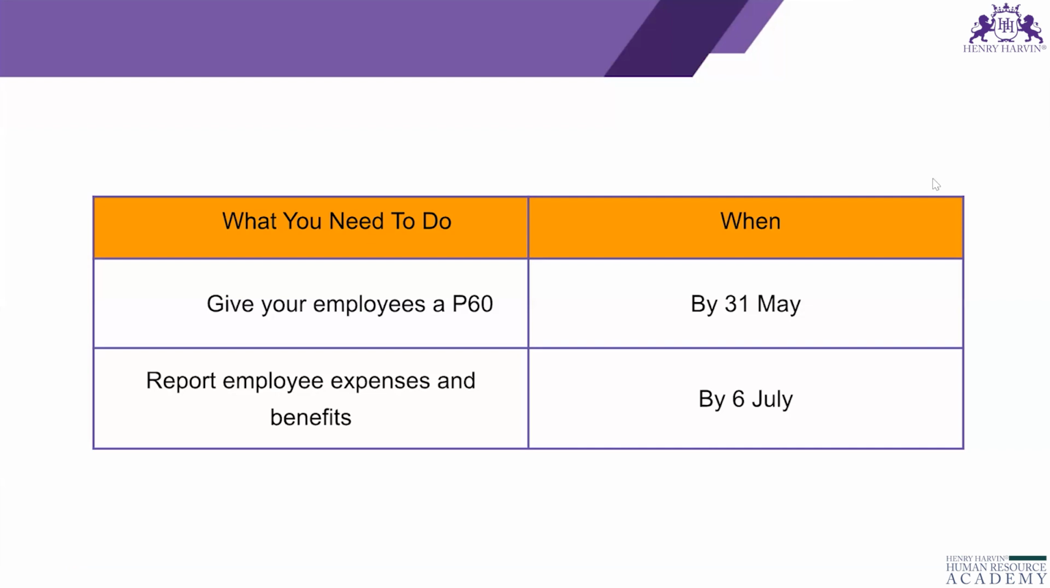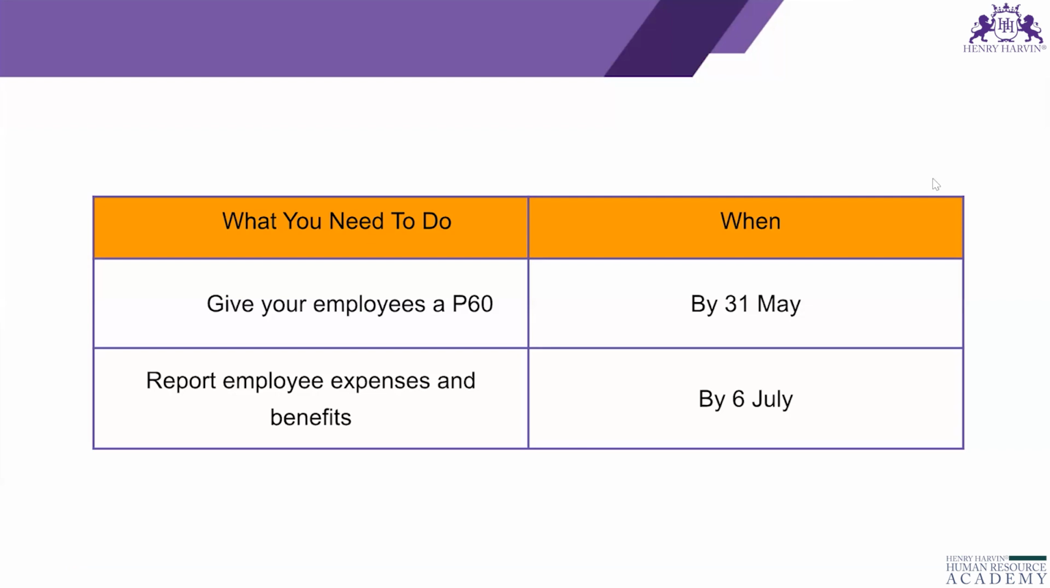Report employee expenses and benefits by 6 July. If you remember, I told you about the P11D(b), the report that we send at the year end to HMRC about expenses and benefits. What all expenses and benefits we have paid the employee outside of payroll. If it is in payroll, then we don't need to send it, because the taxation and NI will be considered in the payroll itself.